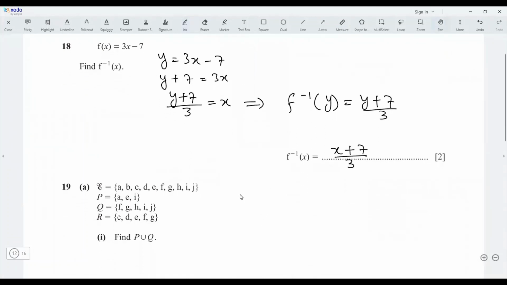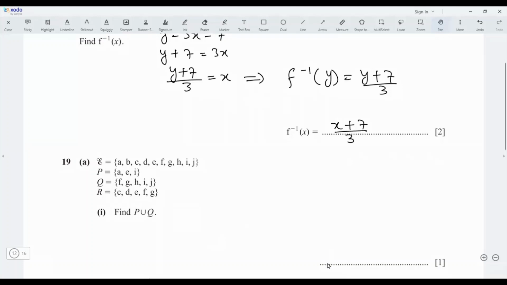So moving quickly towards question number 9, we have to find P union Q. Set P is {a, e, i}, and Q is {f, g, h, i, j}. So what are the repeating elements? We don't have to write down the repeating elements again. This is only i. So I can write down the answer in set notation: a, e, and i, and similarly f, g, h, and j from the Q set. So this is the answer. No element must be repeated in sets.